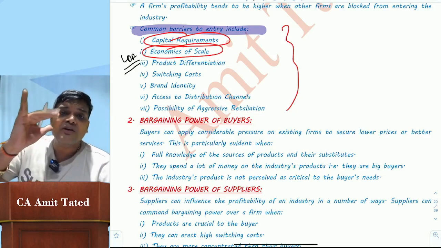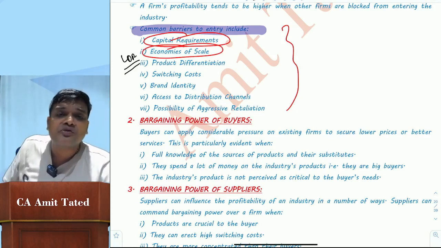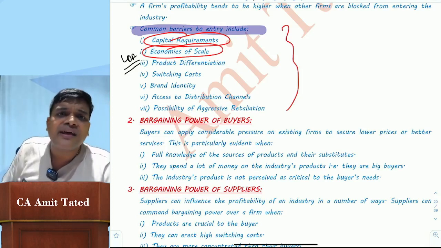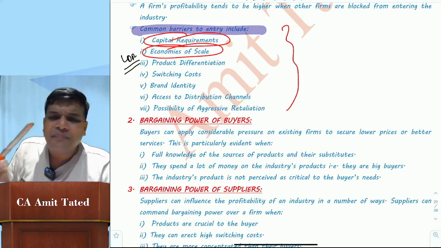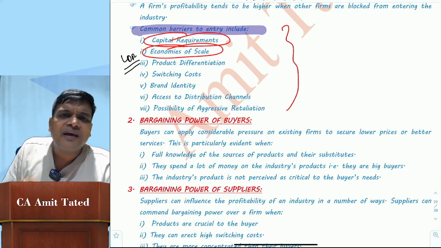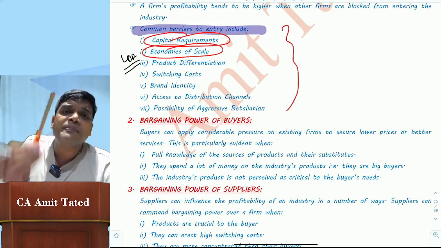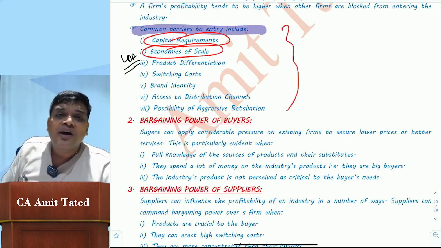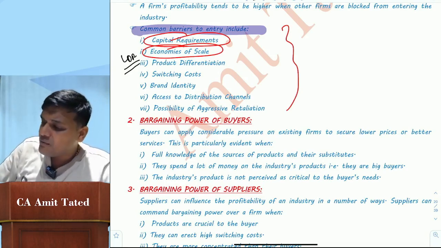What is economies of scale? Economies of scale means my cost is very reduced. I'm the leader in cost, so it is very difficult for others to sustain. I'm dealing with a very low cost. Example, I'm manufacturing a pen at 2 rupees and I'm selling at 10. Now if you reduce the price, I can reduce it to 2 rupees also, while your manufacturing cost is 5 rupees. That is called economies of scale.